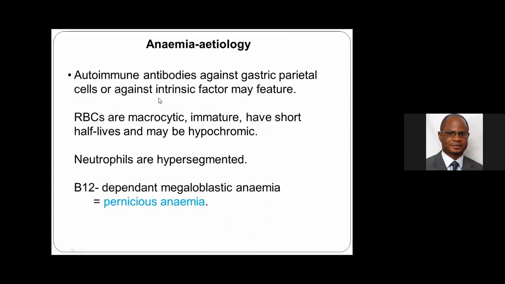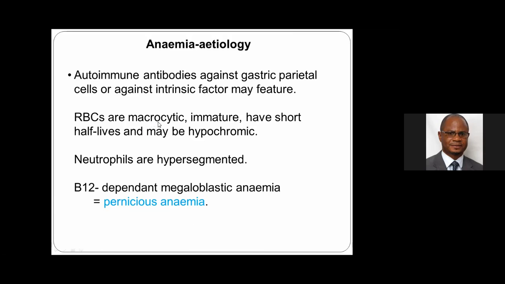Okay. So we also have autoimmune antibodies. This is why we don't have the intrinsic factor. When antibodies attack the gastric parietal cells, the parietal cells are the ones that produce the intrinsic factor. So in an autoimmune situation where the stomach parietal cells are destroyed, there will be no release of intrinsic factor. Therefore, no binding of vitamin B12.